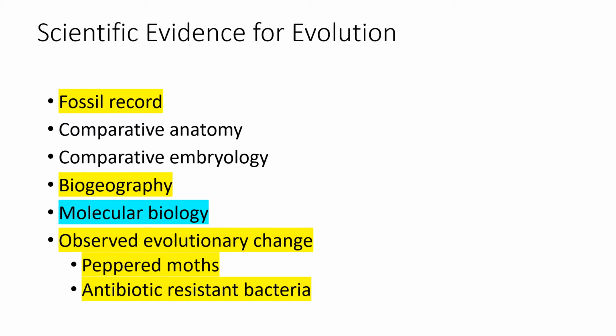Looking at our list of scientific evidence for evolution, we have the fossil record, which we've already done, comparative anatomy, comparative embryology, which we're doing later, biogeography, which we've already done, molecular biology, which is the focus for today. And then on day one, when we started this, we did observed evolutionary change, and we looked at the examples of the peppered moths and the antibiotic-resistant bacteria. Okay, so let's take a look at molecular biology and see how that provides evidence for evolution.